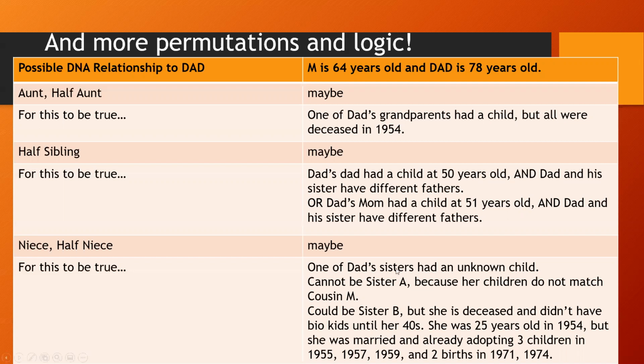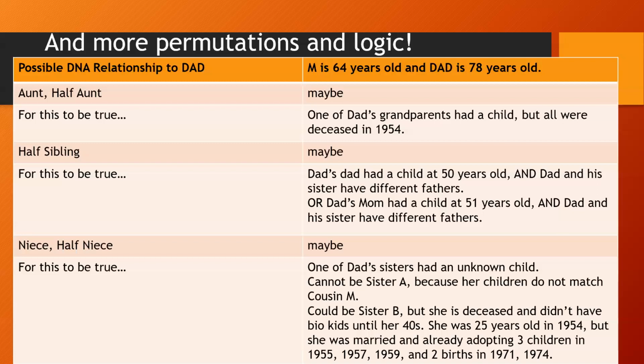We also have the possibility of niece and half niece. And for this to be true, maybe one of dad's sisters had an unknown child. So the tester's dad had two sisters. The first sister is the one that has the three children who don't match cousin M. So sister A can't be the mother. And you might have to rewatch this a couple times to piece together the relationships, or maybe in the next chart, look at the diagram. That might help. There is a second sister who is deceased.